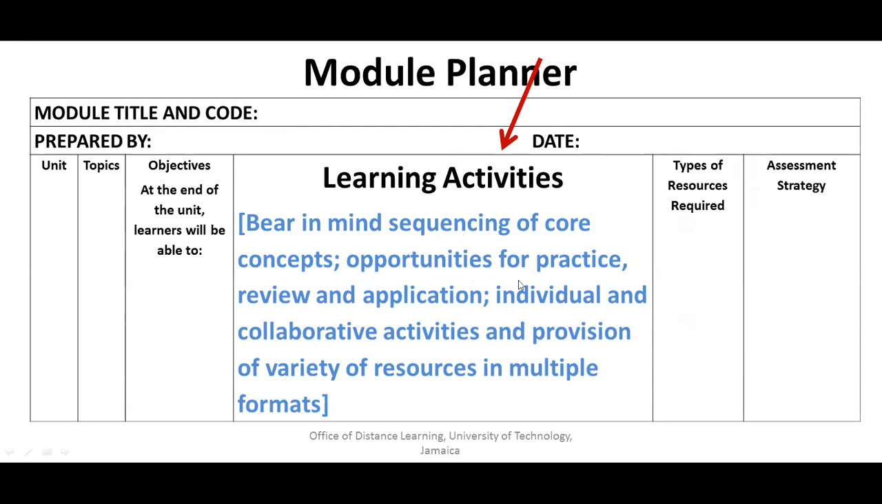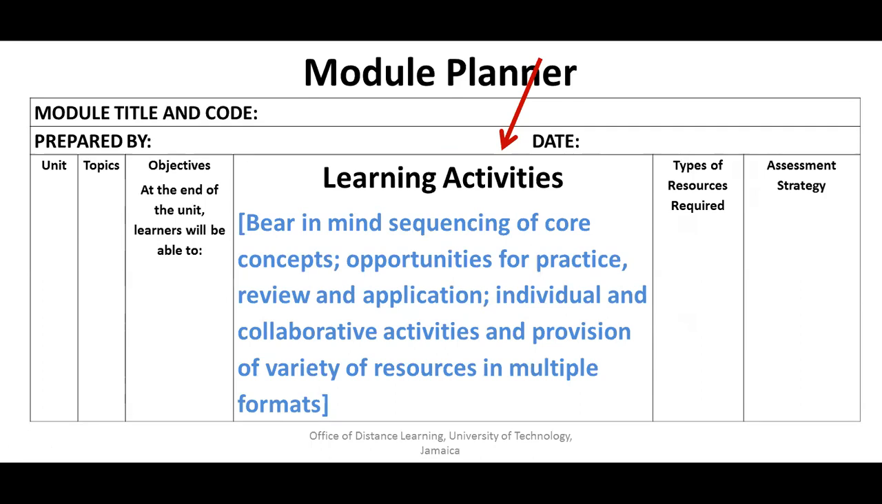We have to provide opportunities for students to practice. So when you're writing the activities in this column, you have to put ways that the students can practice what they have read, something you want them to learn, but we want to see it being played out from their point of view. Review and application: there must be opportunities for the students to review and apply what you intend for them to learn.